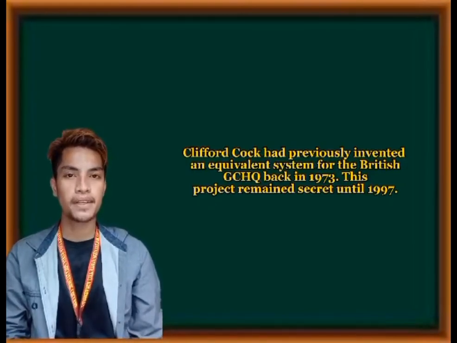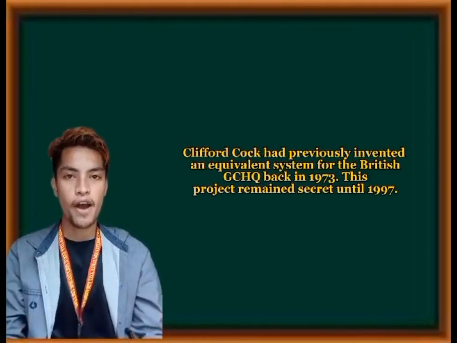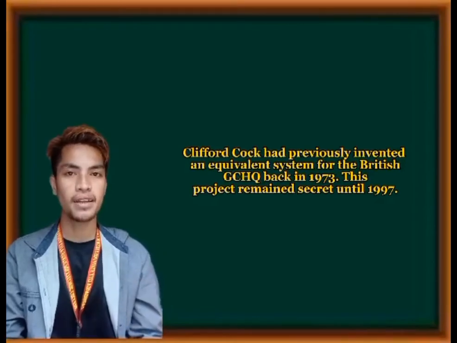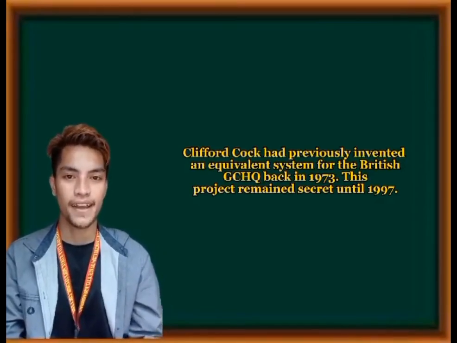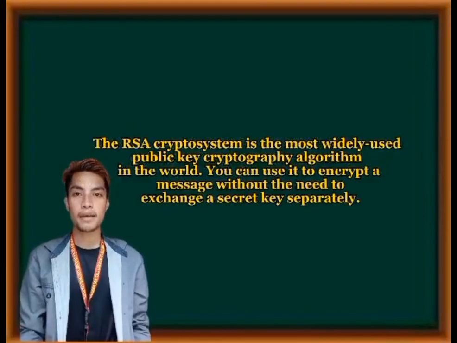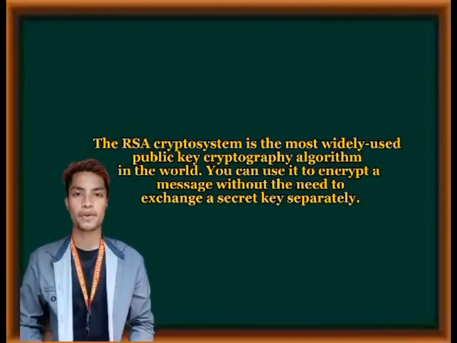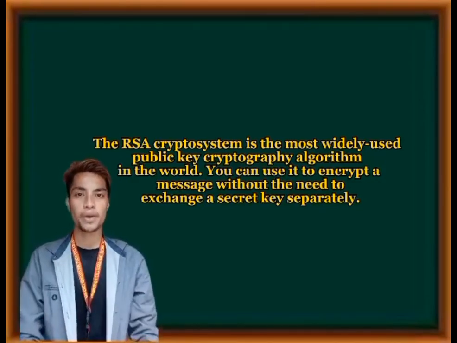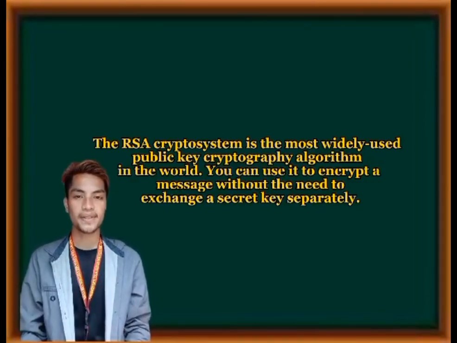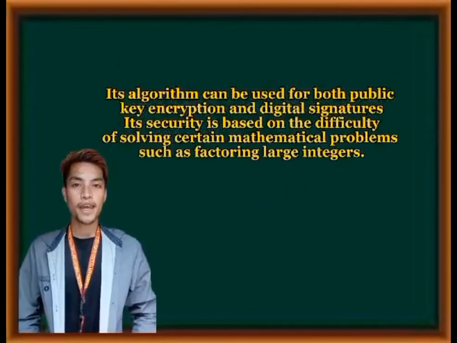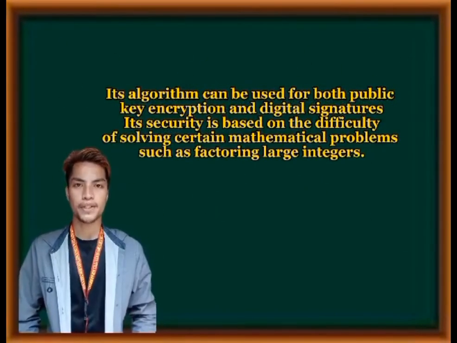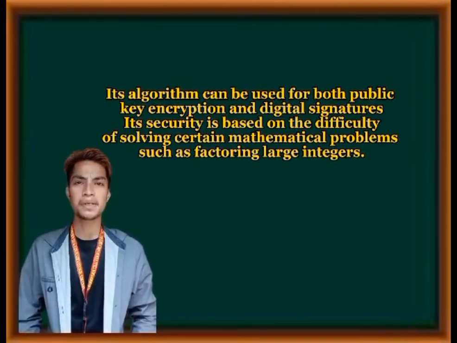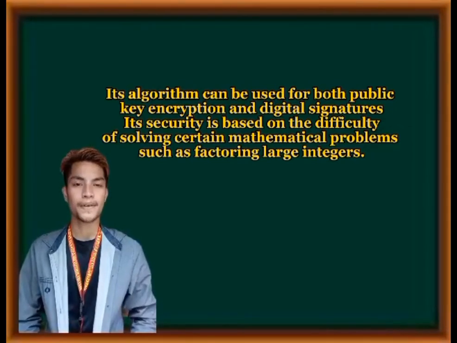Clifford Cocks had previously invented an equivalent system for the British GCHQ back in 1973. This project remained secret until 1977. The RSA crypto system is the most widely used public key cryptography algorithm in the world. You can use it to encrypt a message without the need to exchange a secret separately. Its algorithm can be used for both public key encryption and digital signatures. Its security is based on the difficulty of solving certain mathematical problems such as factoring large integers.